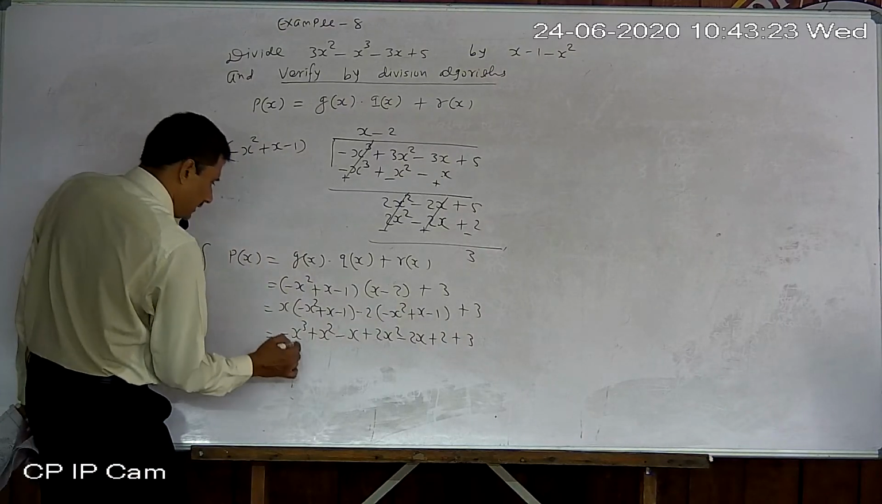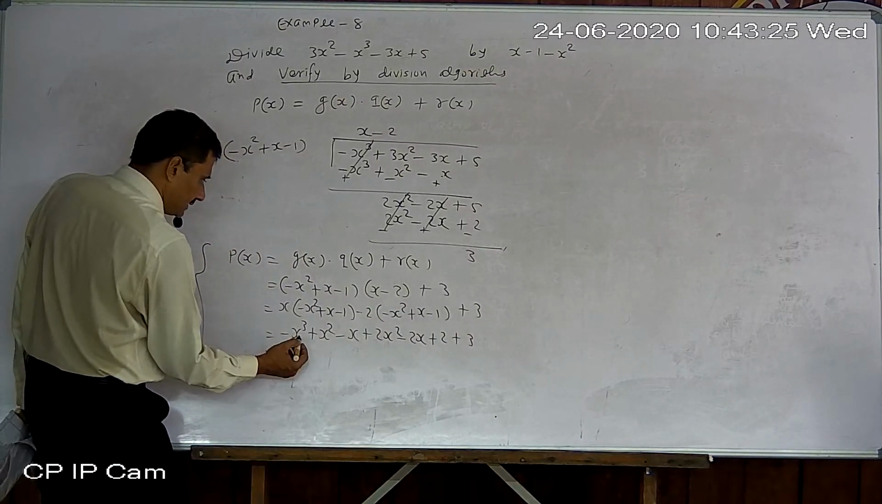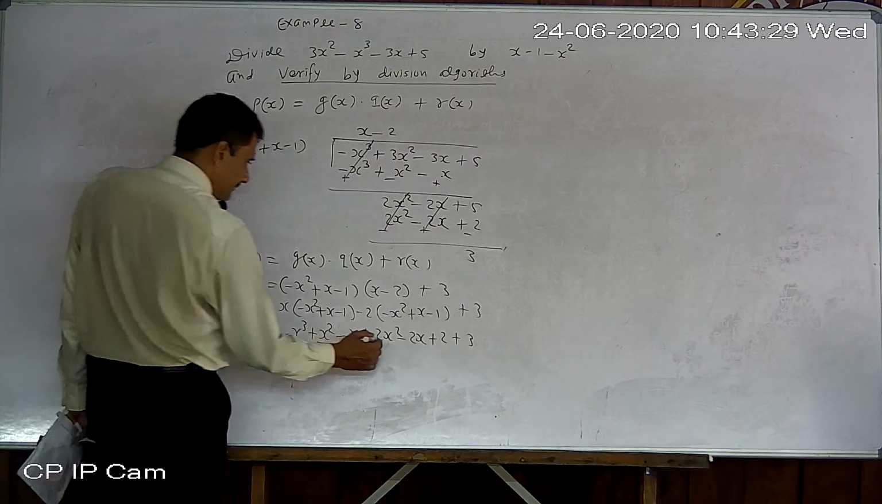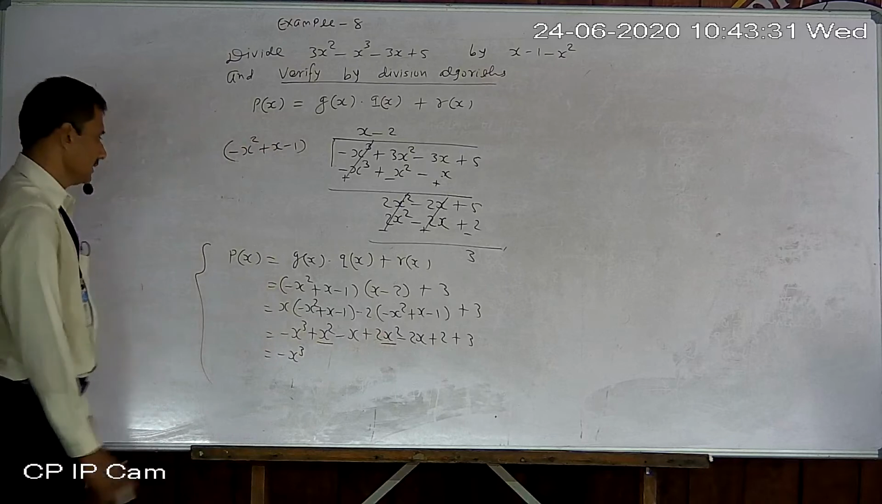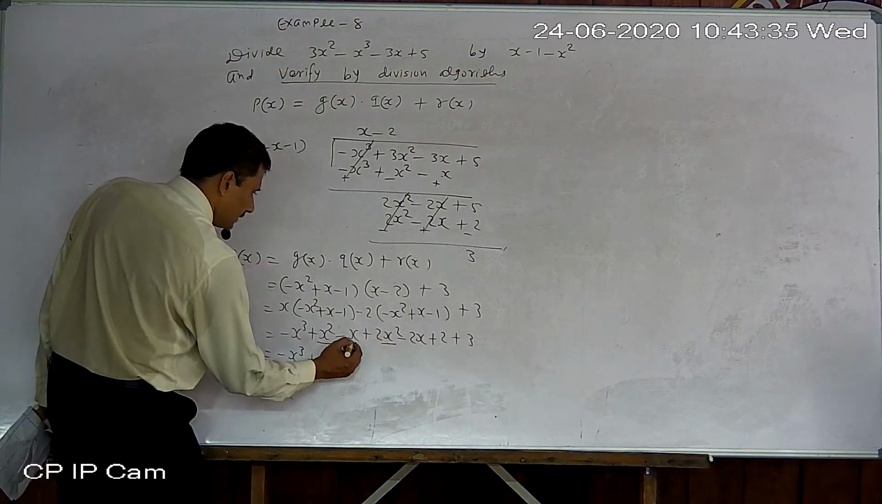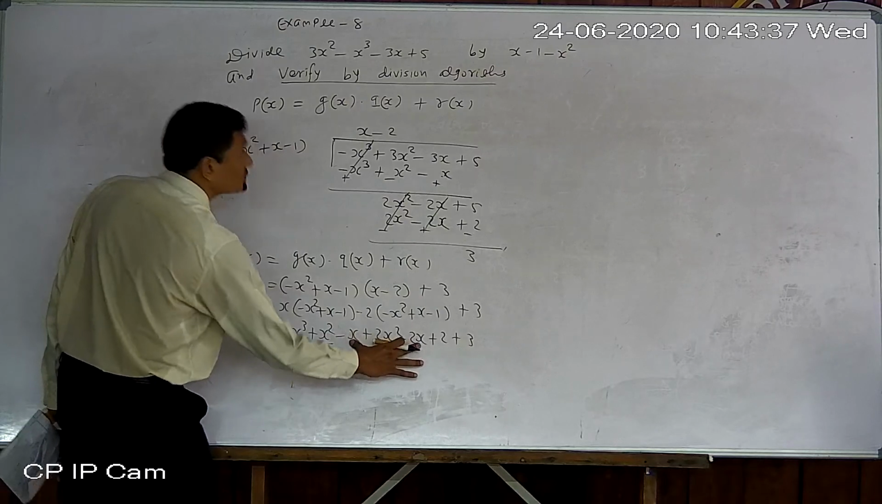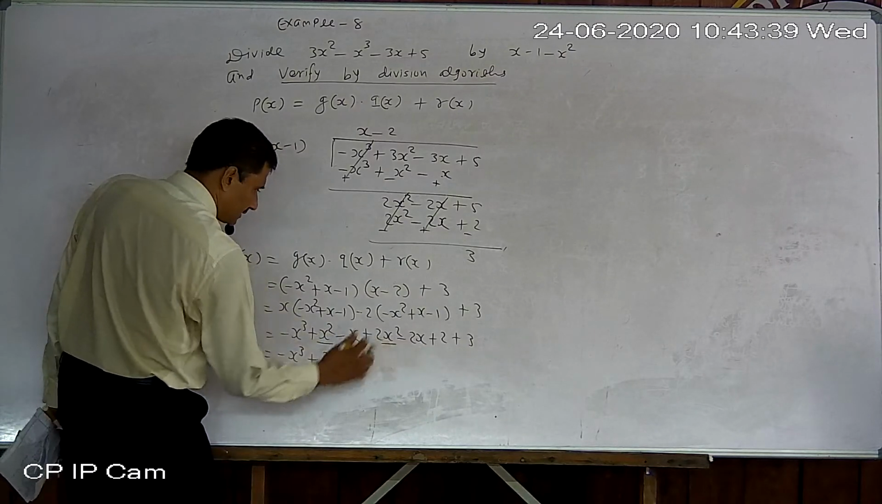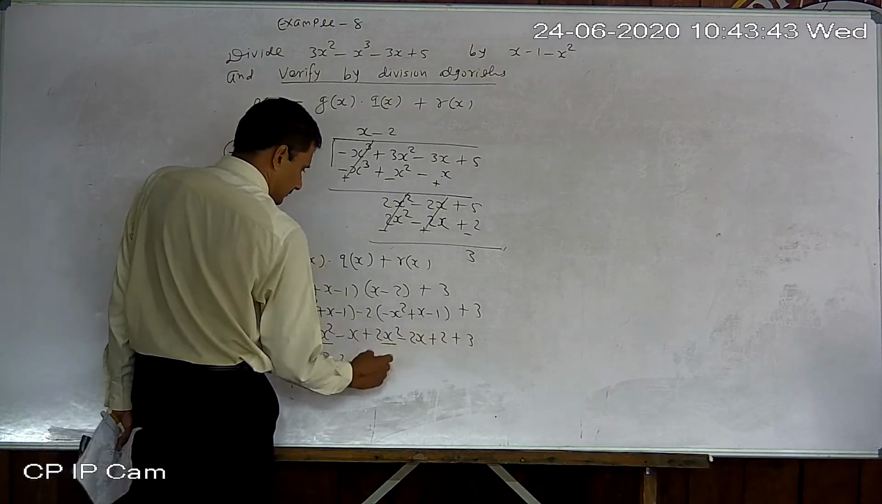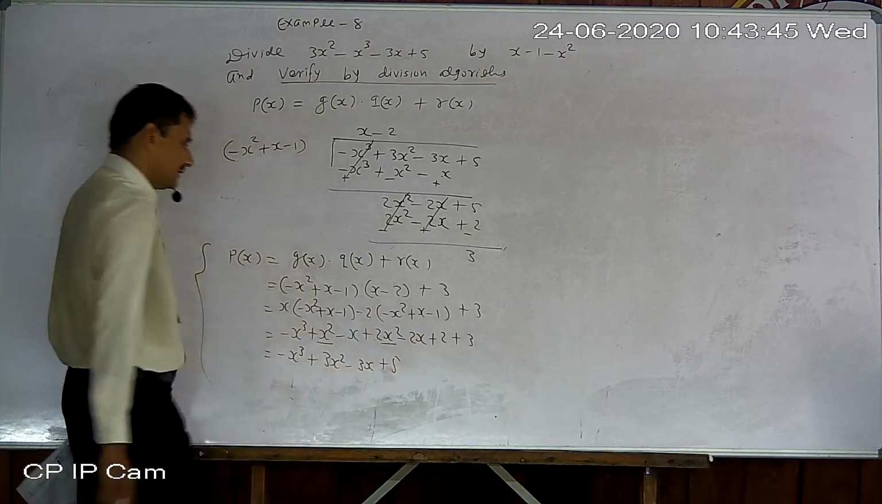Now just combine like terms. So there is only one cube term. Now here is x square, here also x square. So 1x square plus 2x square, 3x square. Now here is minus x, here is minus 2x. So combine both x terms, so it will be minus 3x. Now combine both these numbers, 5. Okay, so all like terms are combined.